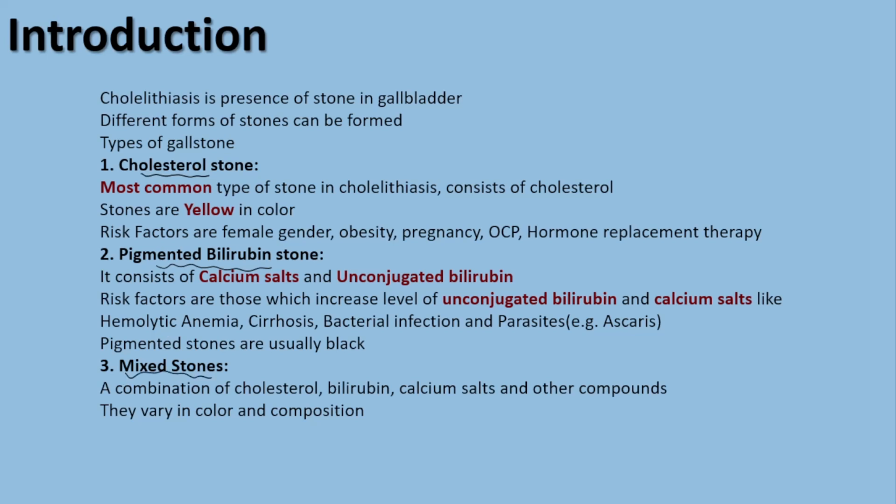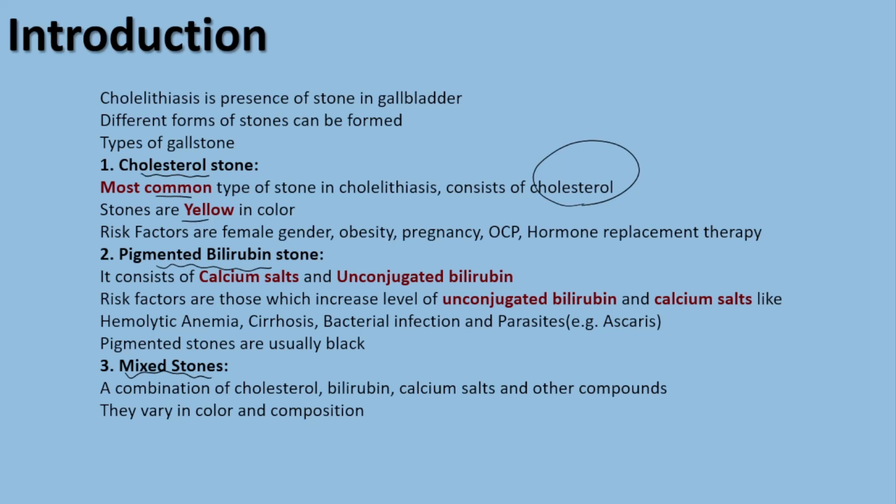of stone. So the cholesterol stone is the most common type of stone that can happen, and also the most common type of stone being found in cholelithiasis. And this type of cholesterol stones consist of cholesterols, and they are yellow in color. So we have several risk factors.